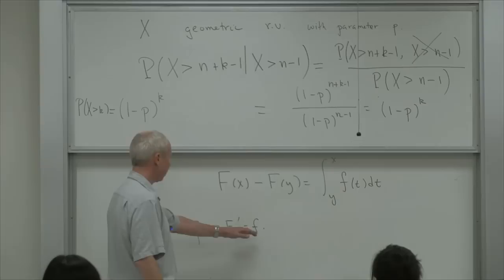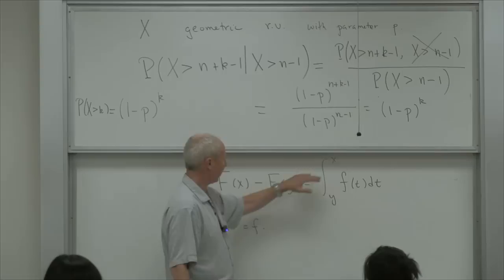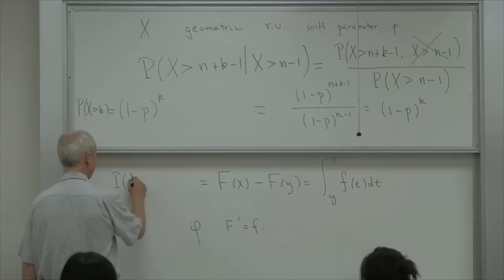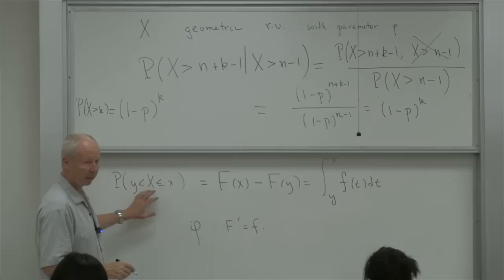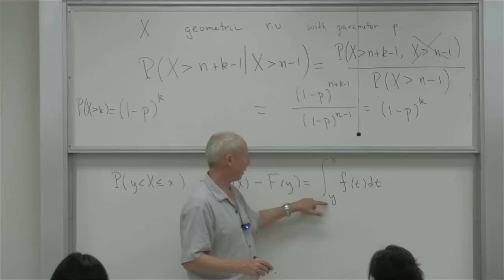F prime is little f, then the integral of little f from y to x gives f at x minus f of y. And if these are distribution functions, then this would be that. Okay. So keep this formula in mind. If you want to know the probability like this, if you know the distribution functions, you just take the difference of the distribution functions. If you know the density, you integrate the density from y to x. Okay.